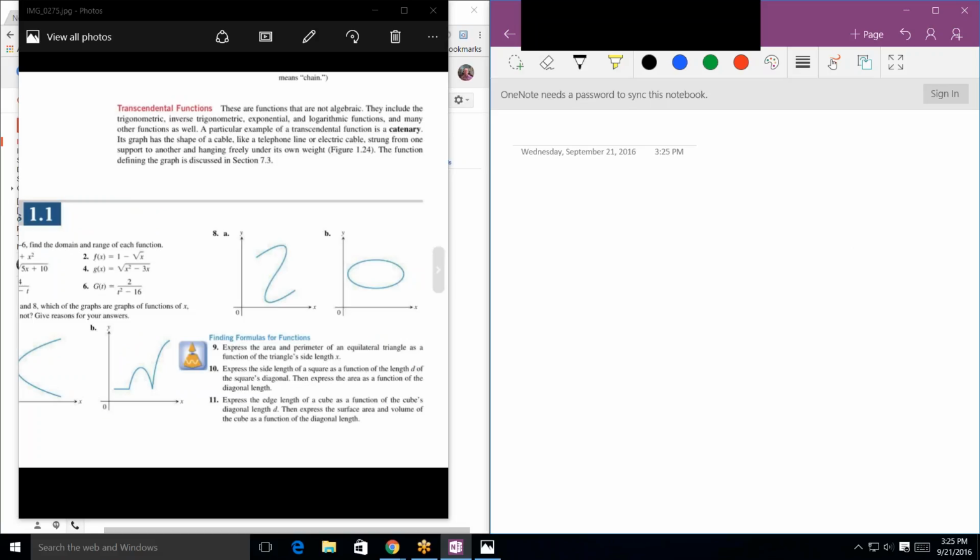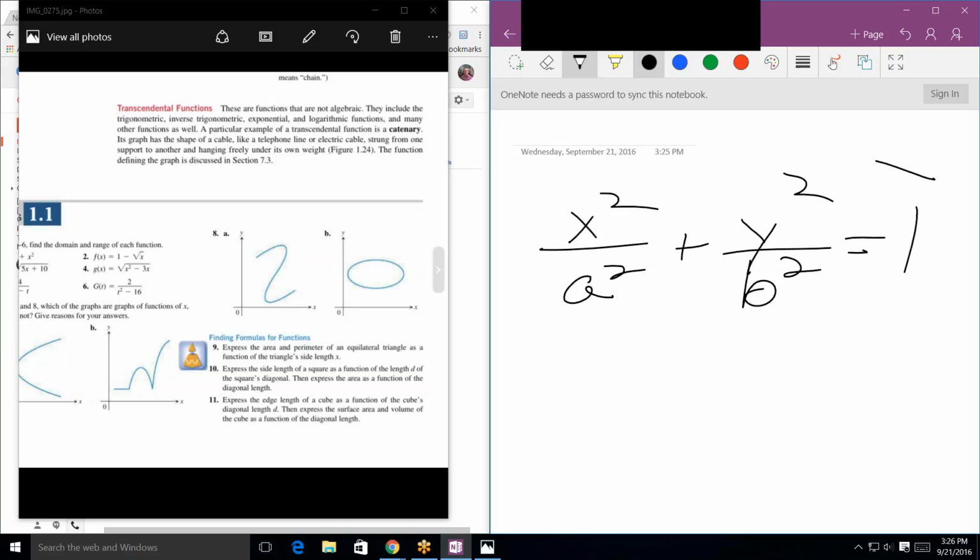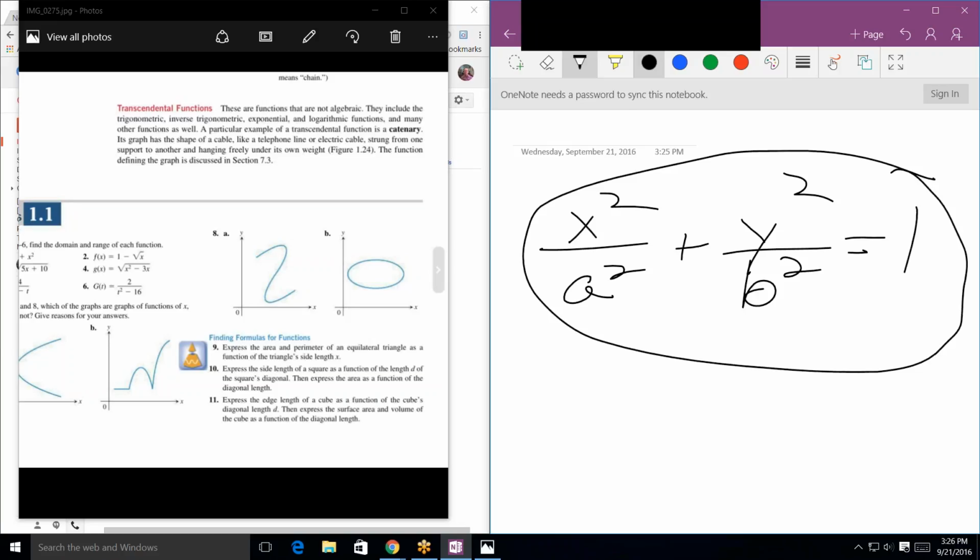How about 8a? Is that a function? No. How about 8b? No. These are called relations. 8b is an ellipse. And I can actually write an equation of an ellipse. It's x squared over a squared plus y squared over b squared equals 1. So it's not like I cannot write an equation of that. I can. It's just not a function.